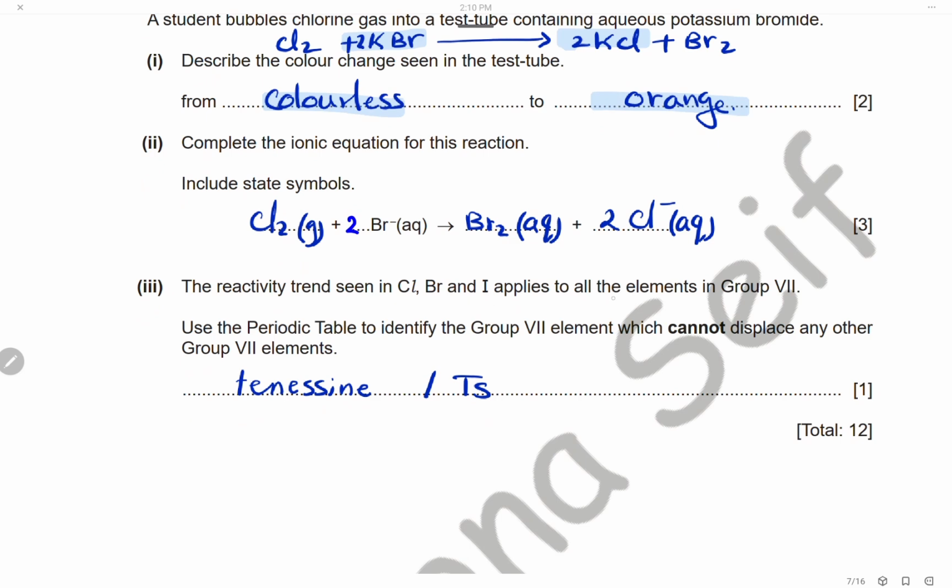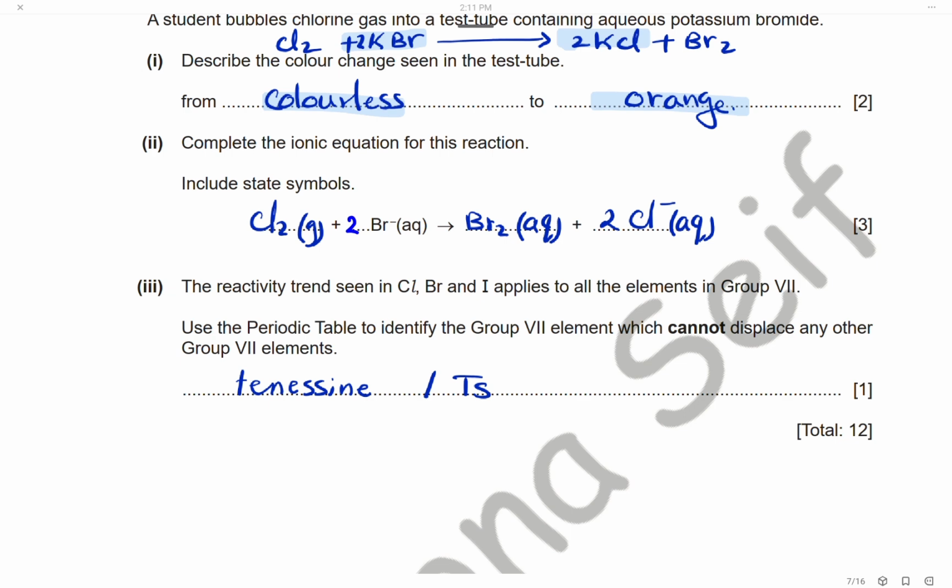The reactivity trend seen in group 7 applies to all the elements in group 7. Use the periodic table to identify the group 7 element which cannot displace any other element in group 7. The element which cannot displace any other element is the least reactive element in group 7. As we know, the reactivity of group 7 decreases as we go down the group. So the least reactive is the last element in group 7.